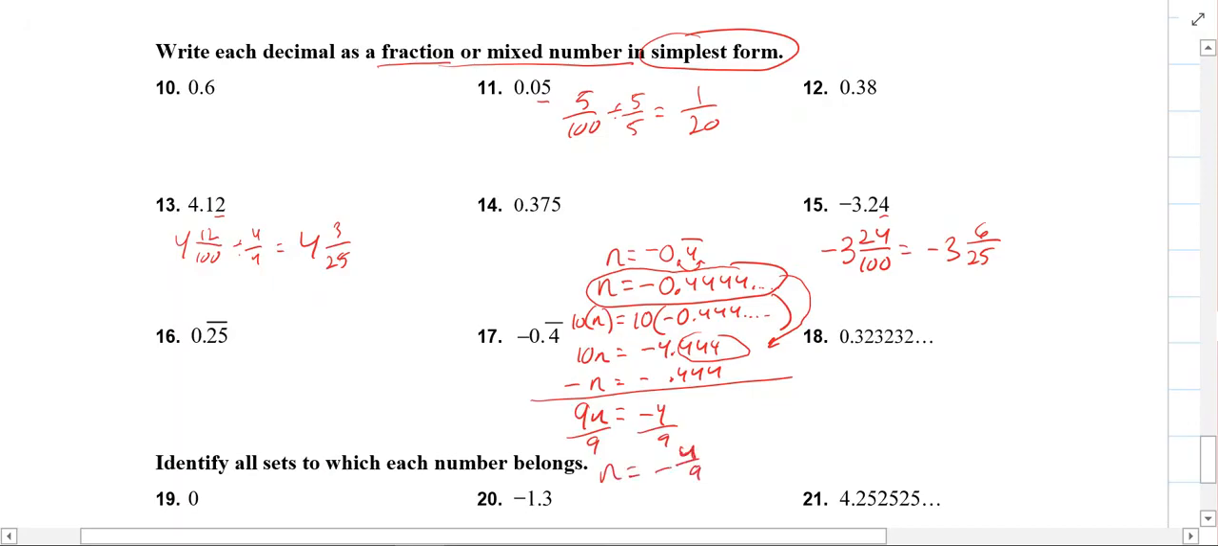Now put that in your calculator, just to check. 4 divided by 9, and your calculator shows 0.44444. And remember, it was originally a negative, so it ought to still be a negative fraction at the end.